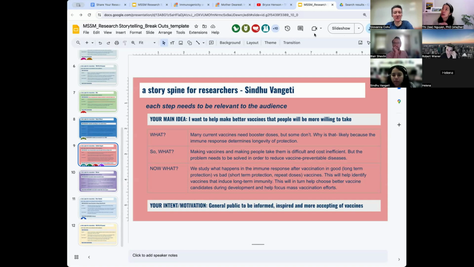So, let's do it this way. If you were an audience member who is resistant to vaccines, what would you need in this outline that Sindhu doesn't already present to us? Go ahead and put it in the chat. What would you be like, this is still missing for me? How much it's going to cost? Side effects. Side effects is a big one. People are saying that.